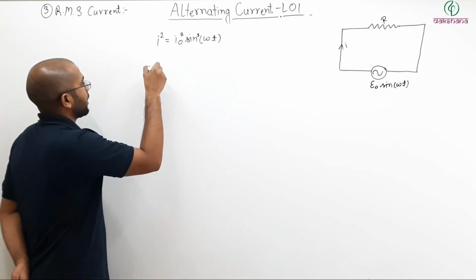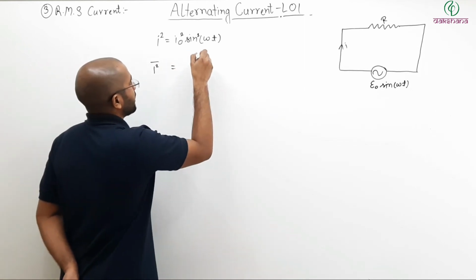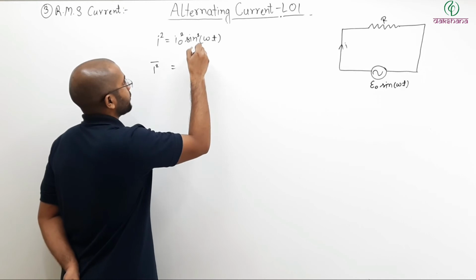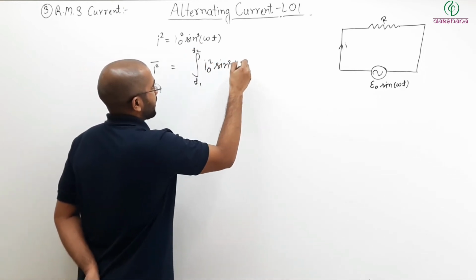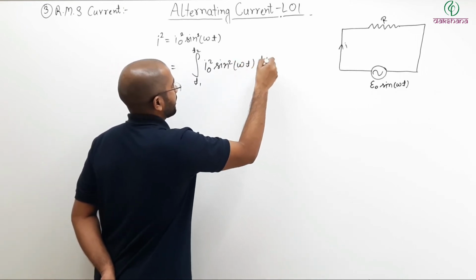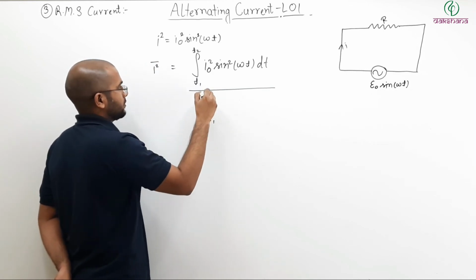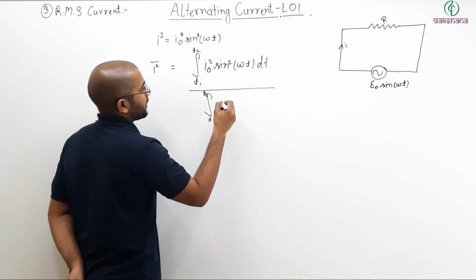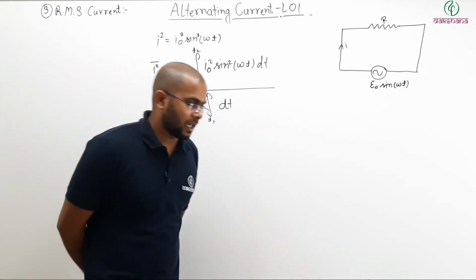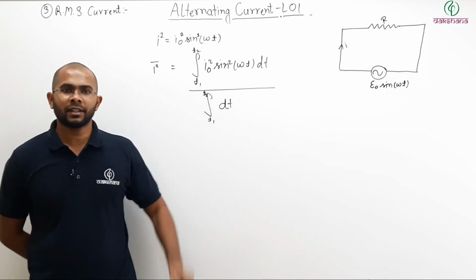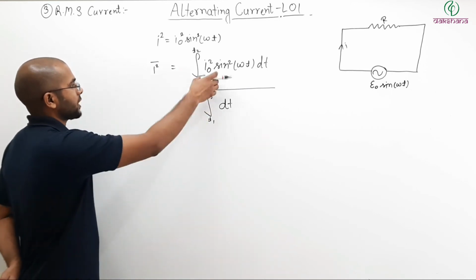So I square average will be how much? How will you do it? Integration T1 to T2, I naught square sine square omega t dt, and the whole divided by integration T1 to T2 dt. That is your average of I square. And the last thing you will do is take the square root. So you will take the root later on. First let us try to find what this is.